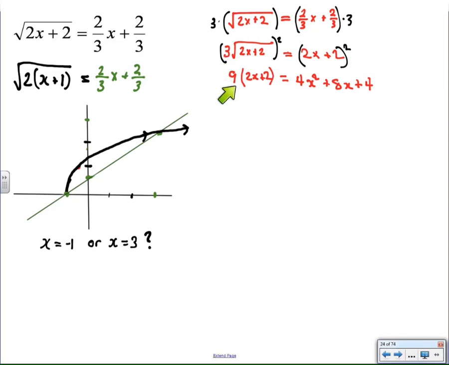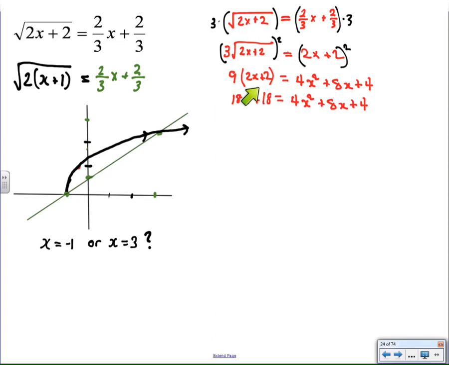So 3 times 3 is 9. The square root of 2x plus 2 times the square root of 2x plus 2 is 2x plus 2. And then over on this side, do not forget to FOIL. That's going to be 4x squared plus 4x plus 4x plus 4, and that combines to give you this expression. After distributing the 9, I recognize, even before I distribute the 9, I have quadratic form, and I'm going to try to use factoring to solve this quadratic equation and hope for the best.